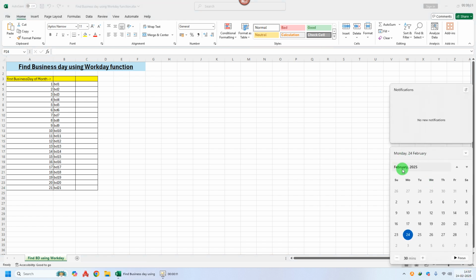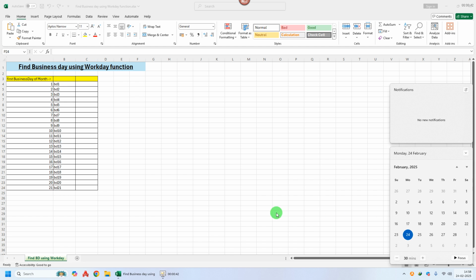If we talk about this month, February 2025, then the first working day will start on Monday, and it will exclude all Saturdays and Sundays. So, my first working day will start on 3rd February. Then this is the second working day, third working day, fourth working day, fifth working day. After the fifth working day, the sixth working day, excluding Saturday and Sunday, will be 10th February.